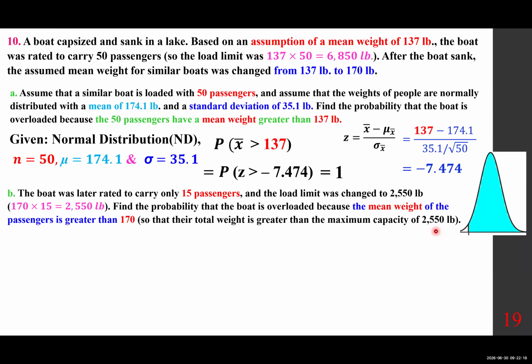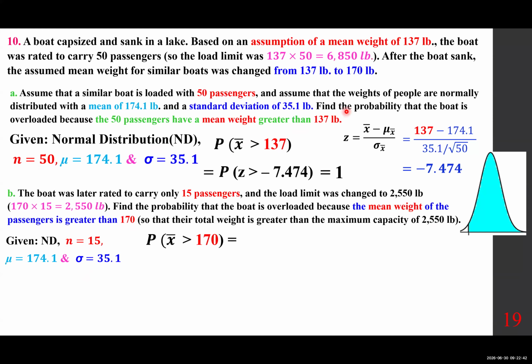So again, we are writing the information. The information is over here, identical. n has changed from 50 to 15. But we still want the same thing with the number 170. Probability of X bar larger than 137 here. Probability of X bar larger than 170 for part B.